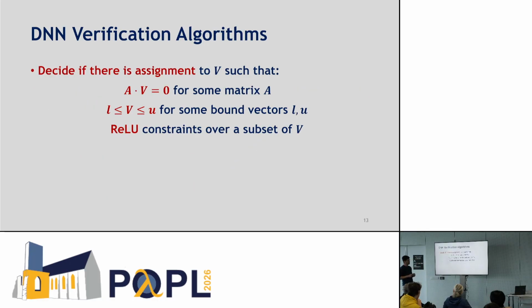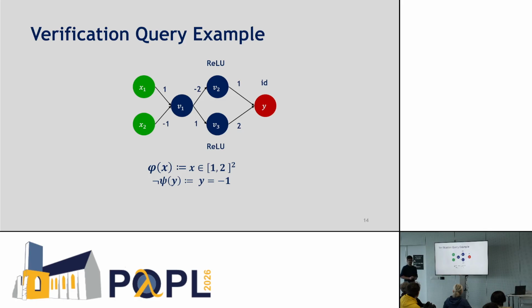And the result of this kind of reduction, which we'll soon see an example of, would be to solve this kind of constraint satisfiability problem. We would look for an assignment of variables that would be in the kernel of some matrix. It will be bounded from above and below, and there will be value constraints on a subset of the variables. So let's have a look at a simple example.